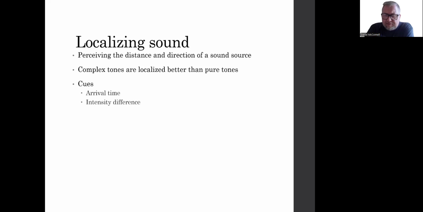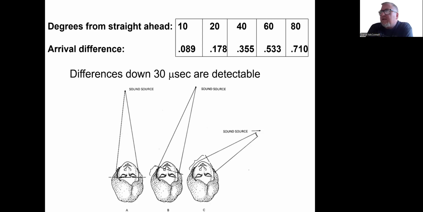Let's talk about how we localize sounds. First is the arrival time difference between the two ears. And so here we're going to say that if a sound is to your right, then it makes sense that it's going to arrive at your right ear a fraction of a second earlier. Sound travels at a specific speed, 700 some miles per hour. And it is only a fraction of a second. You see the numbers here, right?